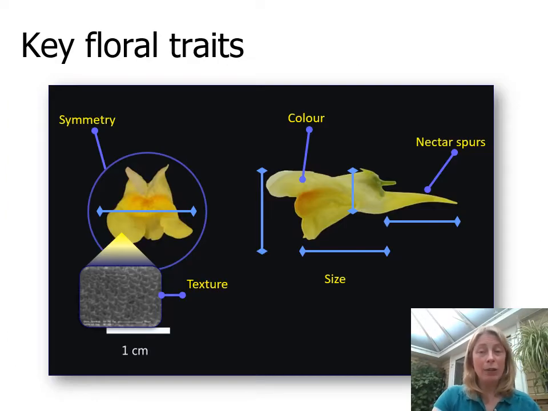Now, in my lab, we're interested in all of the traits that make flowers attractive to different animal pollinators. So we think about flower symmetry and colour, shape and size, texture and so on. But I've just chosen one trait to focus on today, which is particularly relevant, we think, in reproductive isolation and in generating multiple species from a single species. And that trait is the nectar spur. And the nectar spur is the structure you can see at the back of the flower here, this extension of the petal which holds the nectar.